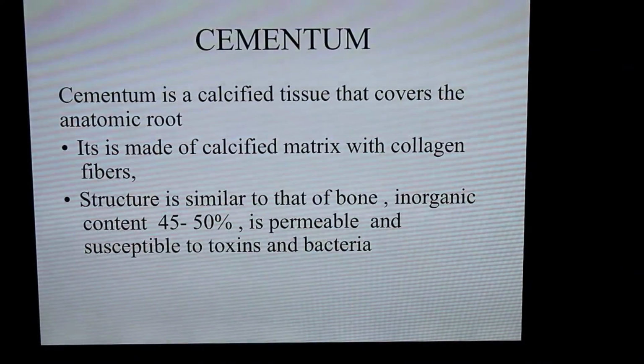Now cementum. I think the periodontal ligament is okay. Cementum is calcified connective tissue. It is actually a connective tissue which covers the anatomic root. It is made of calcified matrix and collagen fibers. The structure of cementum is similar to bone. I am not going into details of it because it is formed by cementoblasts, which are then surrounded by calcified matrix and survive in the form of cementocytes.